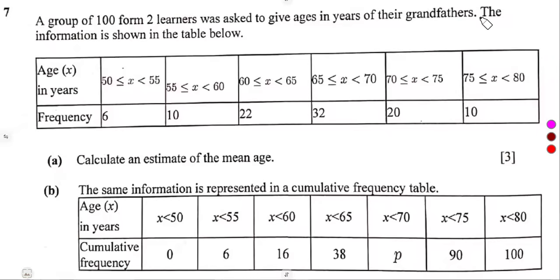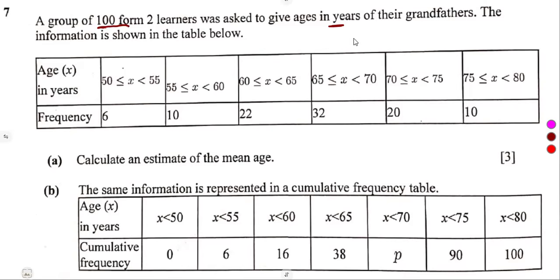So as a continuation, we are going to consider question number 7, which is part of our section B, as we were working with our paper 2 for June 2025 revisions. We are given question number 7, which was part of statistics. We are given a group of 100 Form 2 learners, who were asked to give ages in years. This group has 100 Form 2 learners, meaning the total frequency of everything.